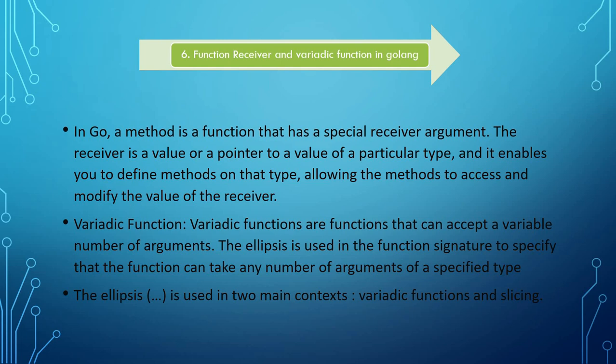The receiver is a value or pointer to a value of a particular type and it enables you to define methods on that type, allowing the method to access and modify the value of the receiver. Here you can modify the value of the receiver as well. Variadic function क्या होता है? Variadic functions are functions that can accept a variable number of arguments.